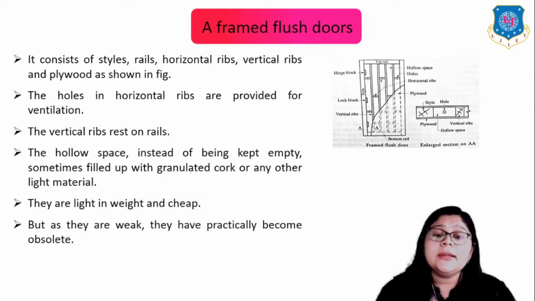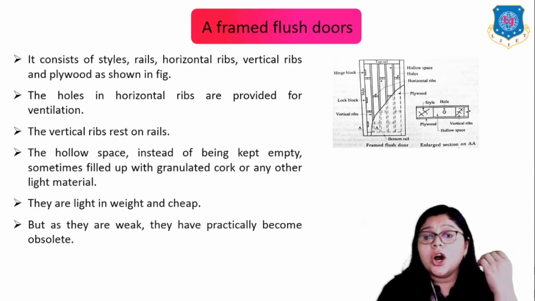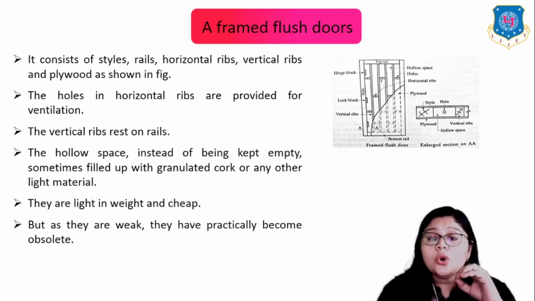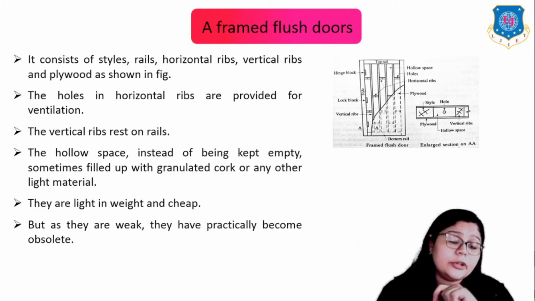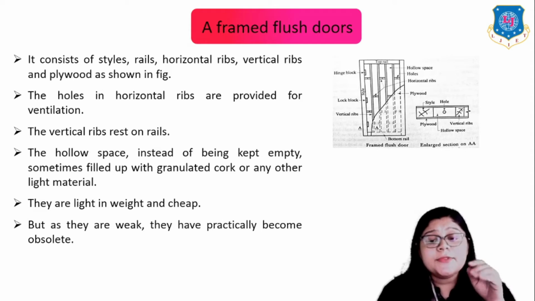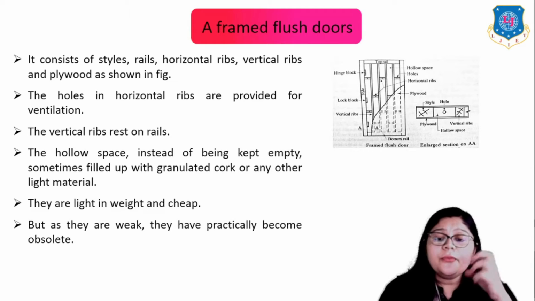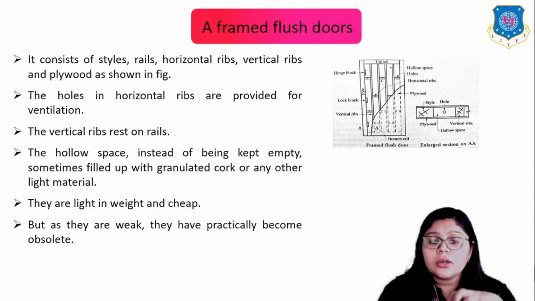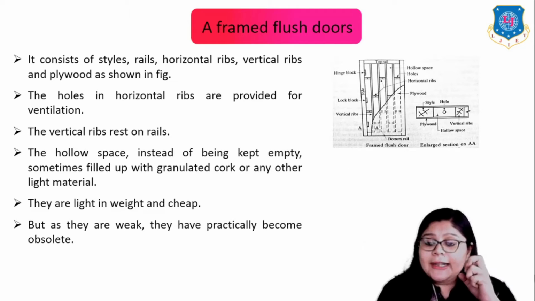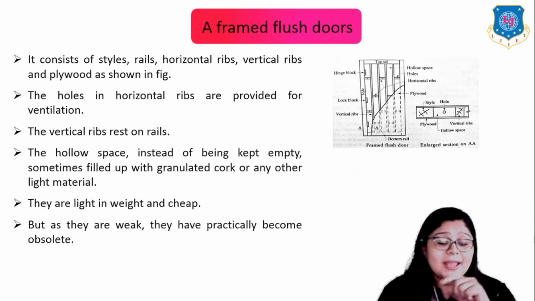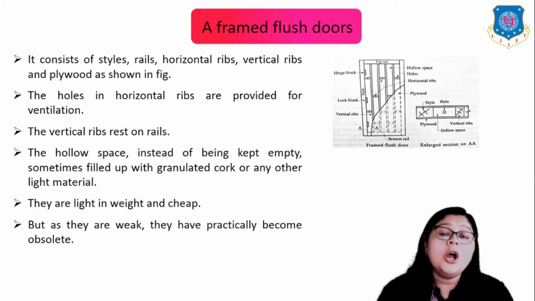So here you can see clearly in this image that it generally consists of the stile, rail, horizontal ribs, vertical ribs and the plywood as shown in figure. The holes in horizontal ribs are provided for the ventilation and the vertical ribs rest on that particular rails. The hollow space, instead of being kept empty, is sometimes filled up with the granulated cork or any other light material, right? So they are light in weight and cheap, but as they are weak, they have practically become obsolete.